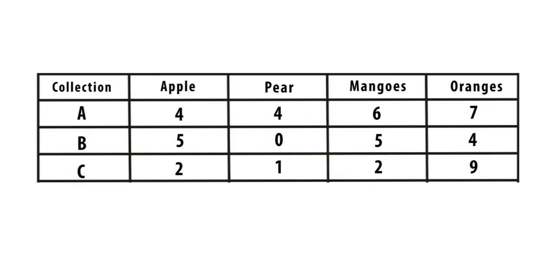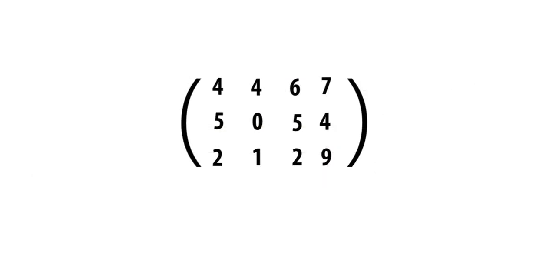After a time, the headings and the titles could be removed because those concerned with the packaging and collections would know what the various numbers meant. The table then could look like this, where we have the numbers 4 4 6 7, 5 0 5 4, 2 1 2 9. The information has now been arranged in a matrix. That is, in an array of numbers.